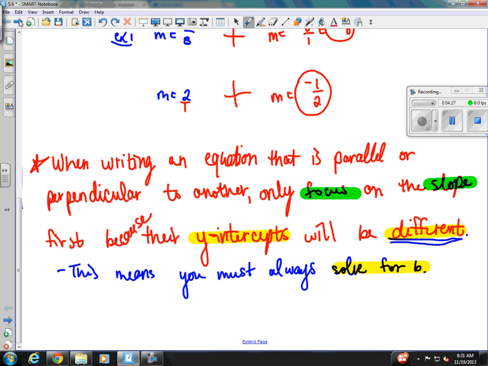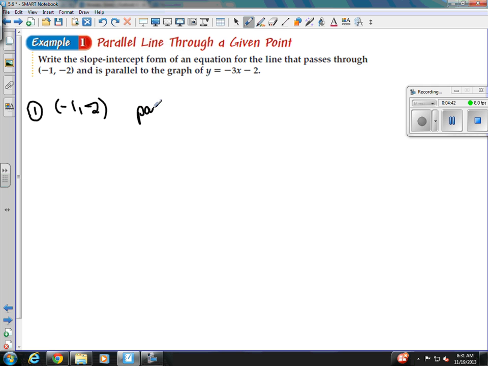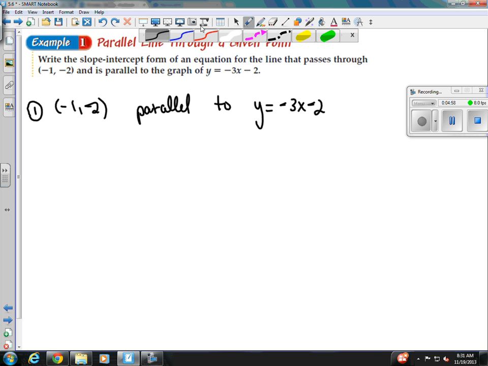All right, so let's see an example. Example 1. We're asked to write the slope-intercept form of an equation of a line that passes through (-1, -2) and is parallel, so that's an important word there, parallel, to the graph of y equals -3x minus 2. We're going to treat this like writing a linear equation back in our last lesson. The first thing we're going to do is focus on slope.